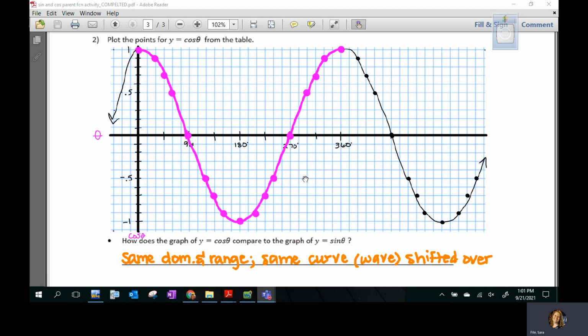When we compare the sine and cosine functions, they have the same domain and range, and it's literally the same curve. It's going the same wave. It's just like it's shifted over. The sine function on the y-axis started at 0, and this one's starting up at 1. So that point at 0 would be over here if this was sine. So it's like it just got shifted over a little bit. You'll see that? Any questions about the parent functions for sine and cosine? All right.